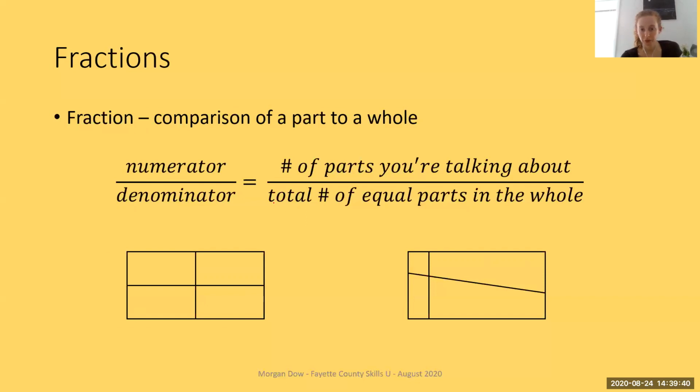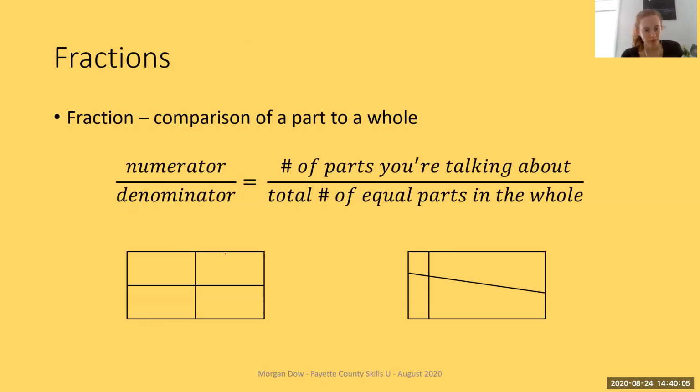The denominator represents the total number of equal parts in the whole. So whenever we're talking about fractions, right, we're talking about taking something and cutting it up into little pieces. Those pieces must always be equal. And then the numerator is the number of parts that you were interested in, the number of parts that the problem is talking about.